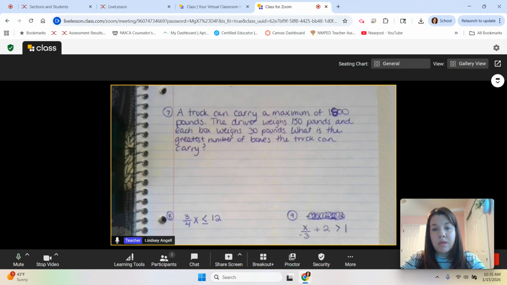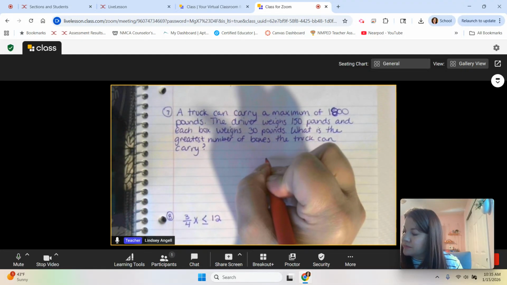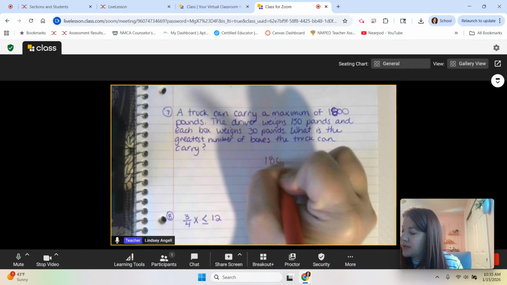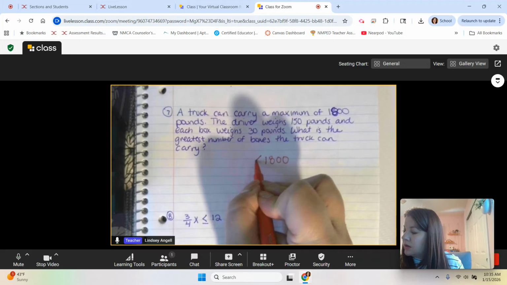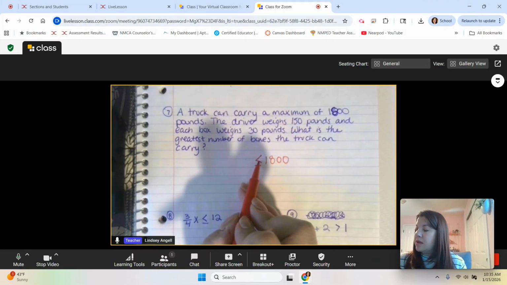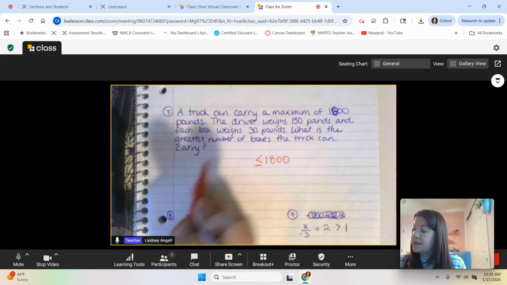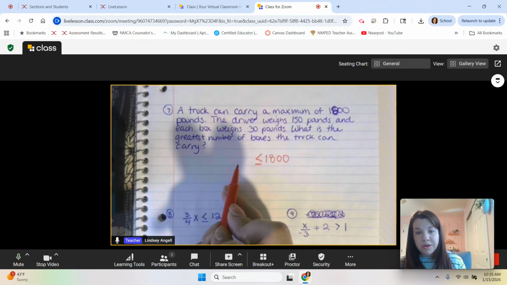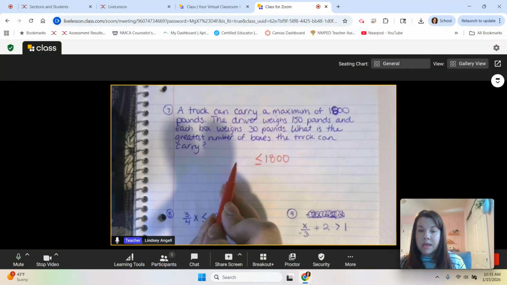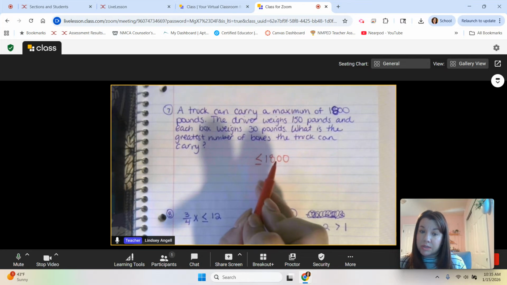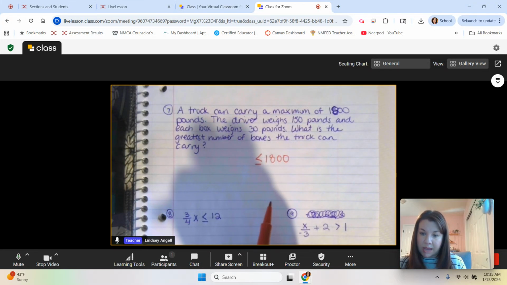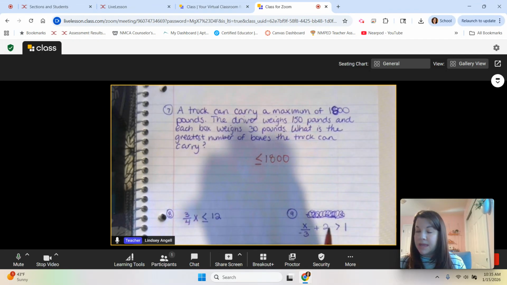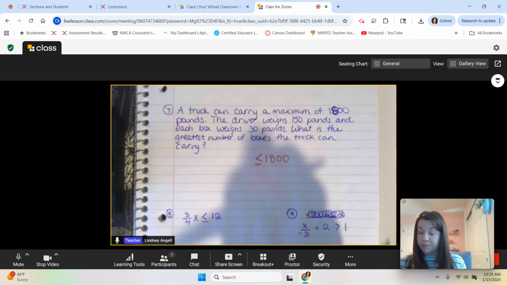Okay, so we know the max. So it's okay if it hits it, okay? But the max is 1,800. So I'm going to put a less than or equal to symbol of 1,800 because all of this stuff over here, the problem that we're about to set up, has to be less than or equal to 1,800. This is the absolute most that it can be. It's okay if it hits it, but it can't go over.